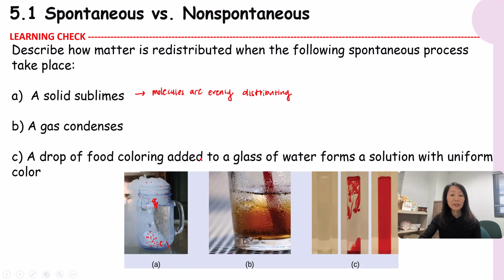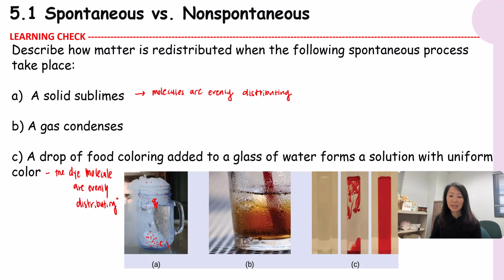A drop of food coloring is added to a glass of water with a uniform color. You see it doesn't have any droplets, but once the dye is put in, you notice that it evenly distributes all over the place. So we can say that the dye molecules are evenly distributing, and this is a spontaneous process.